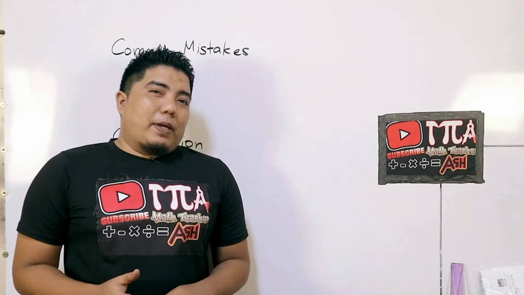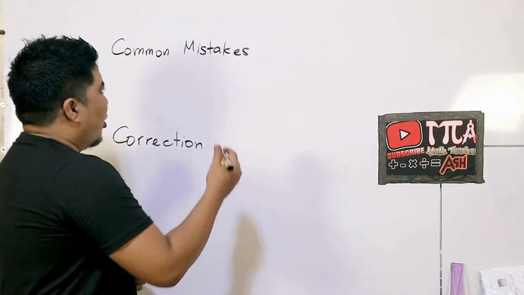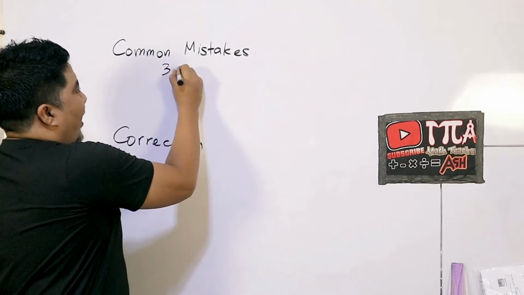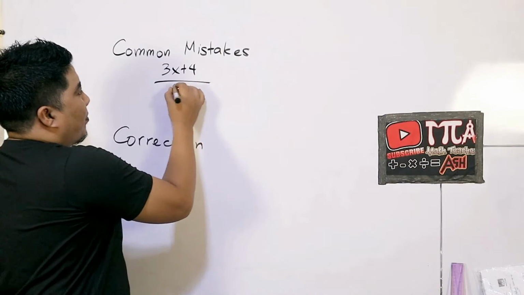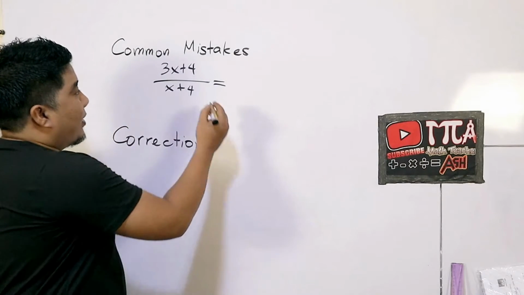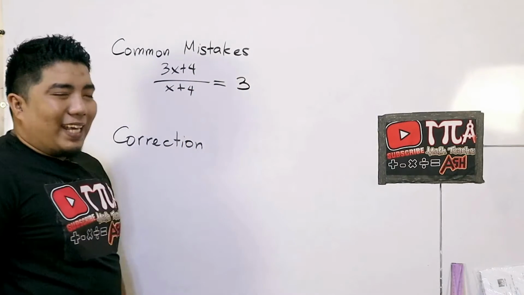Okay. So now let us go to our fourth mistake. Now for our fourth mistake, my dear math learners, this is an example of fractions. Okay? So let's say we have an expression: 3x plus 4 divided by x plus 4. Many students, what they do here is they cancel the x plus 4 here, and the final value is 3.